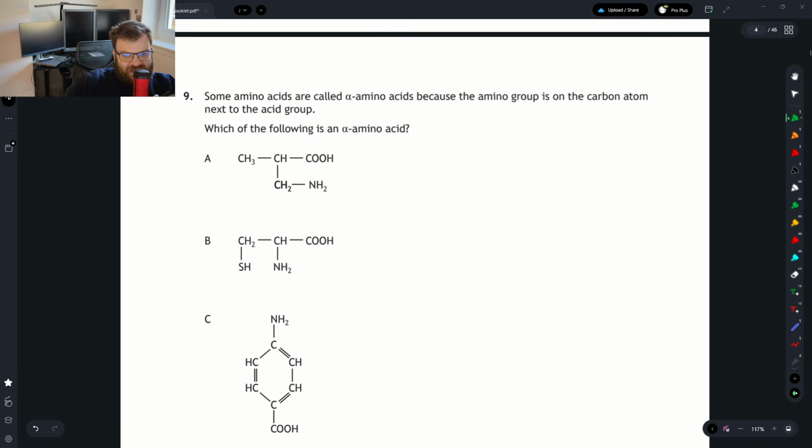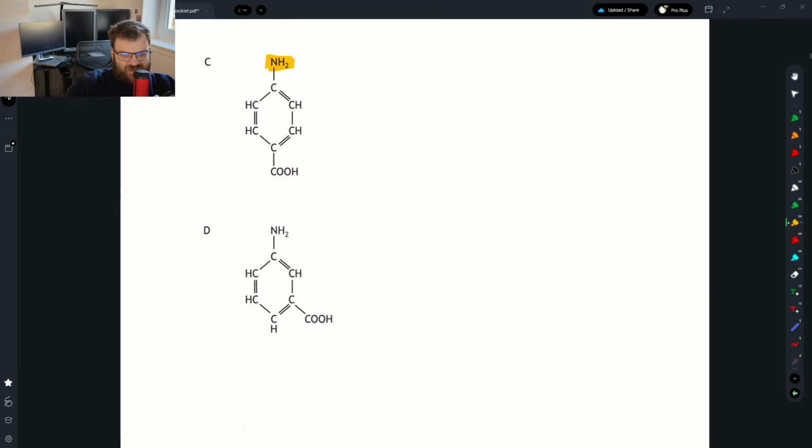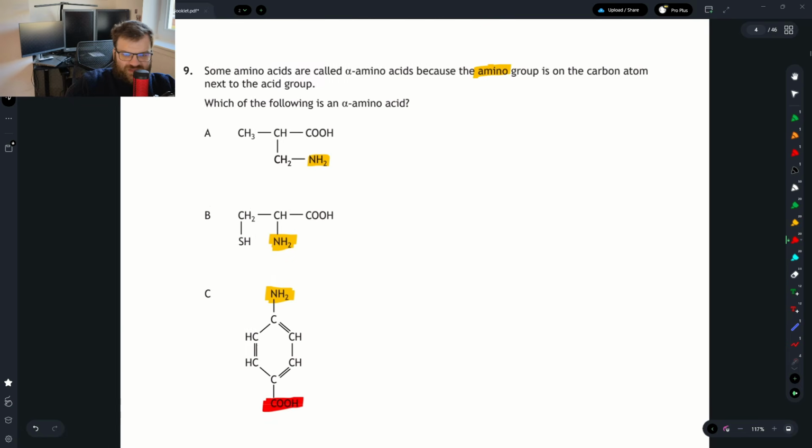In number 9, they're talking about alpha amino acids. They give us the description of what those are. The amino group is on the carbon next to the acid group. Step 1 for me would be to identify all of our amino groups. Amino is NH2. Could be NH if it's done with 2 carbons joined to it, but in these ones they're all just NH. We've then got our carboxyl group, which is the COOH, C double bond O, OH.